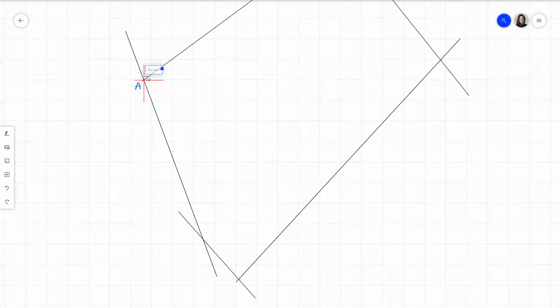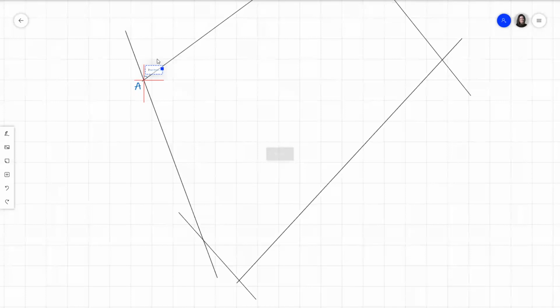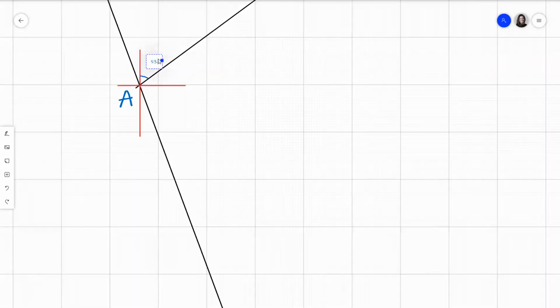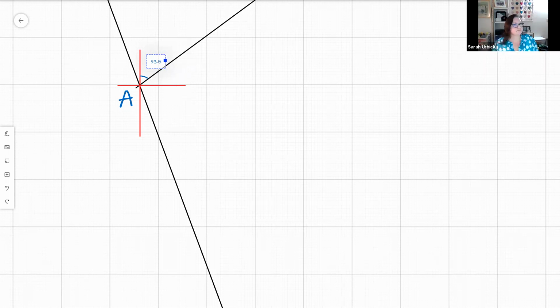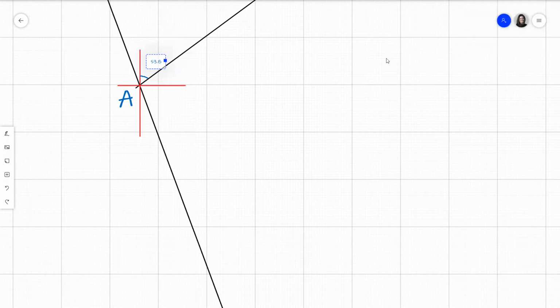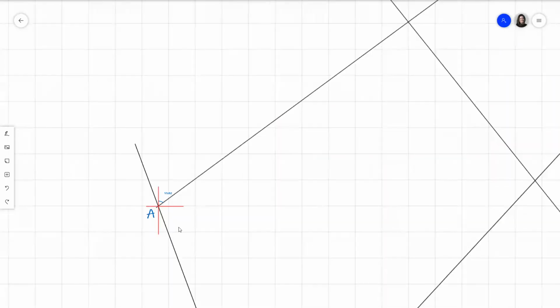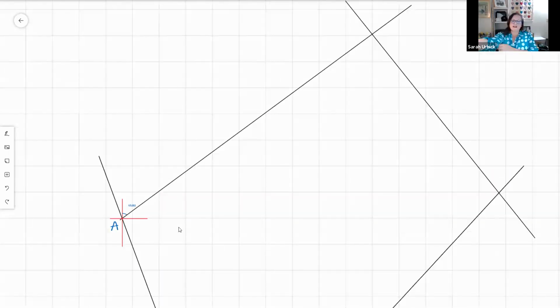How many decimals? 2. 0.82, or the number 53 and then 0.82. Okay. All right. So we know that angle there.